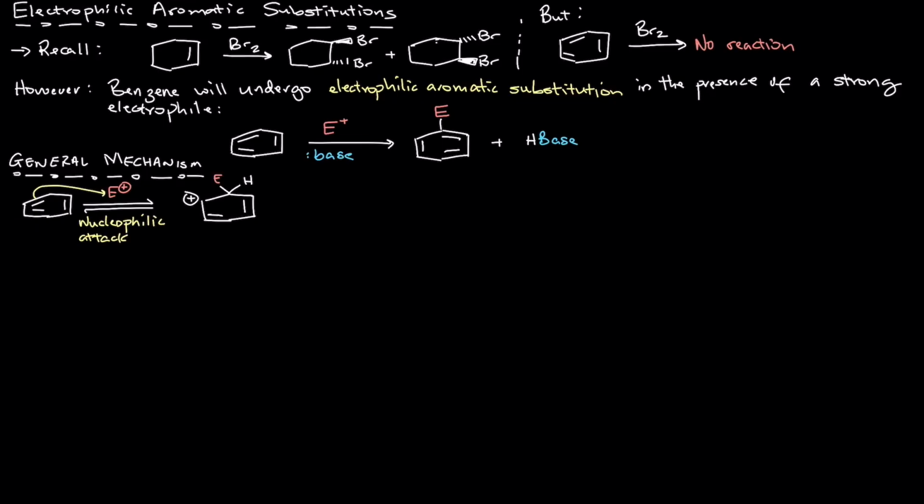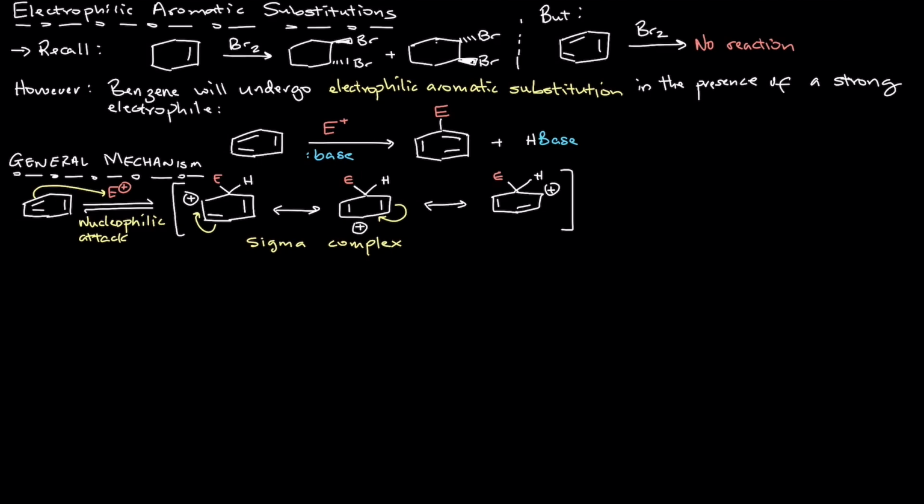which will form this resonance stabilized cation, which gives the ortho and para positions on this particular cation a positive charge character. This is a very important intermediate in your electrophilic aromatic substitutions, and you will pretty much always see this intermediate. This is called a sigma complex, and the sigma complex is known as the resonance stabilized arenium ion. So the arene ring is forming an arenium ion that's resonance stabilized.